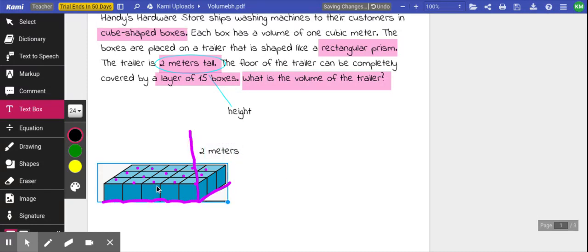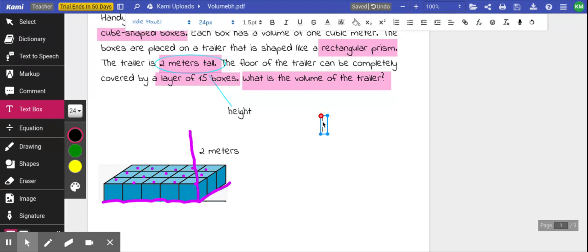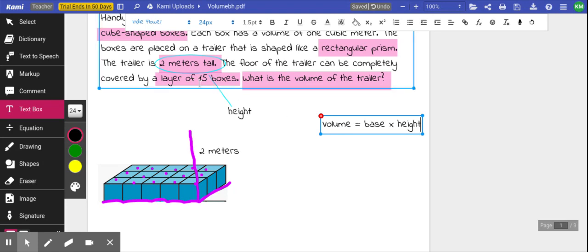All right. Now, the new formula that you would use to solve this, since you know the base, the bottom portion, the formula that you can also use to find volume is equal to base times height. Okay? Now, what is the base? The base is the bottom portion. The floor, whether it's the floor or the bottom of the box, that's considered the base.